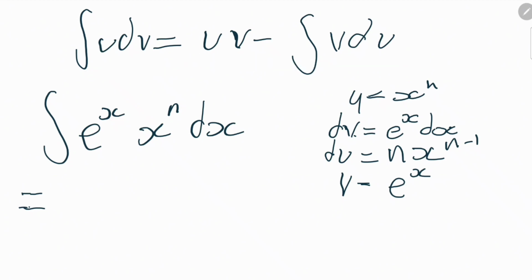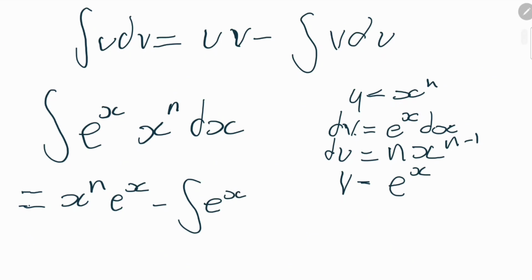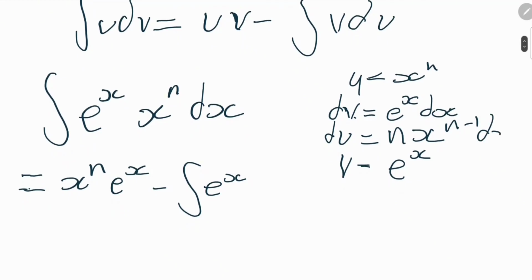So let's do that. Okay, u times v: x to the n times e to the x, okay? Minus the integral of v, e to the x, du. du is n x to the n minus 1 dx.